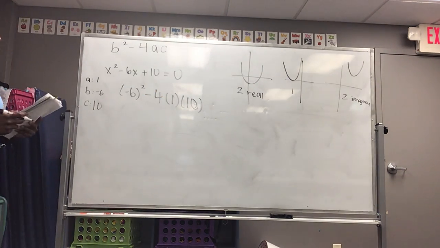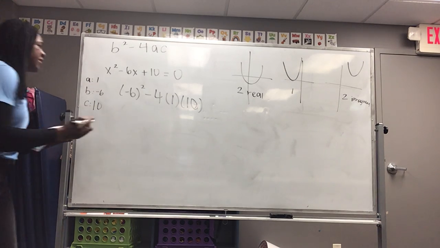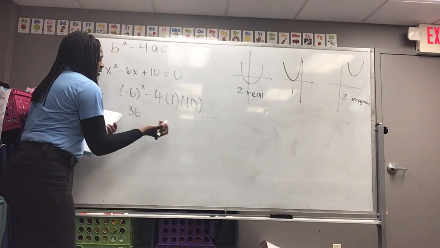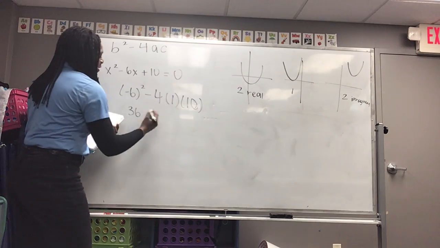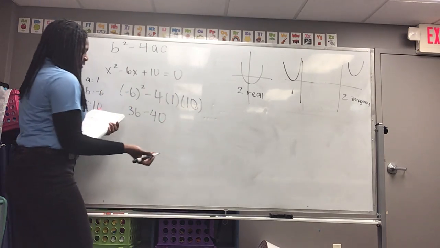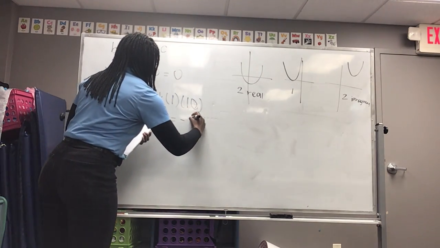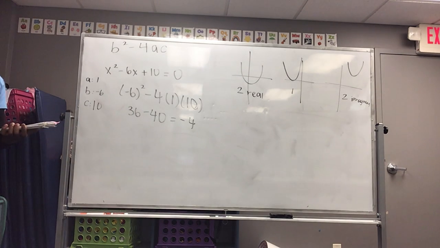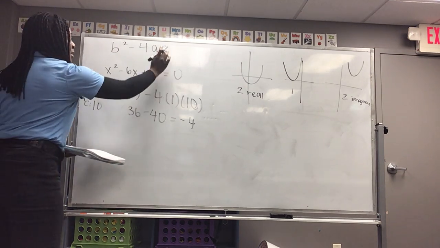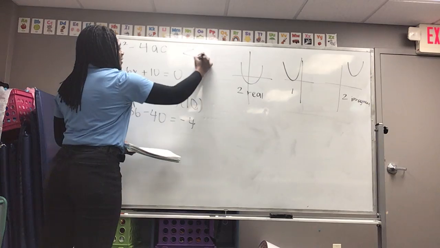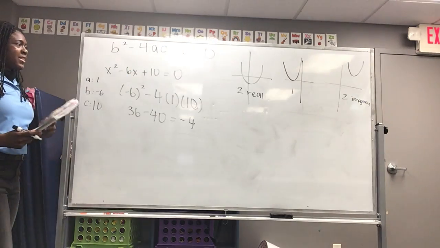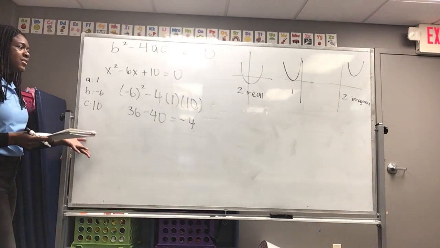Okay, so negative 6 squared is 36, minus 4 times 10 is 40. 36 minus 40 is equal to negative 4. So my value of the discriminant is negative 4. It's a negative number. So what that tells us is that because my b squared minus 4ac is less than 0, that tells me that we have 2 imaginary solutions.